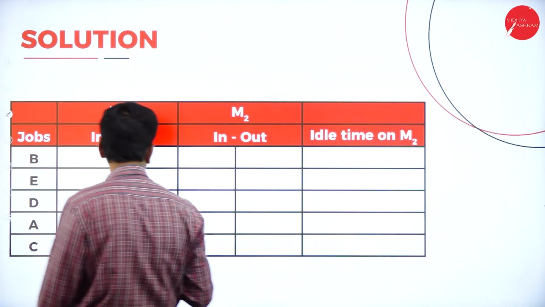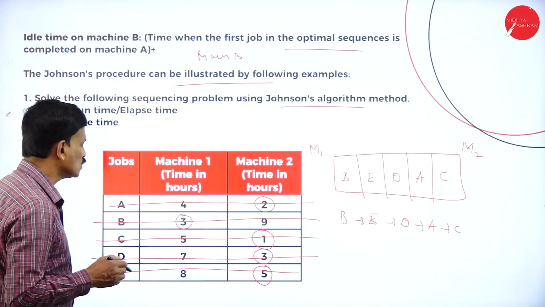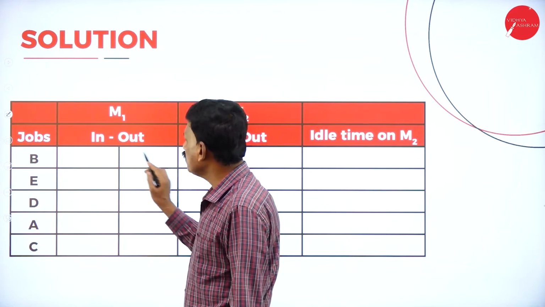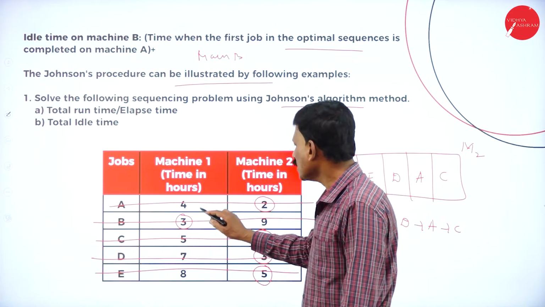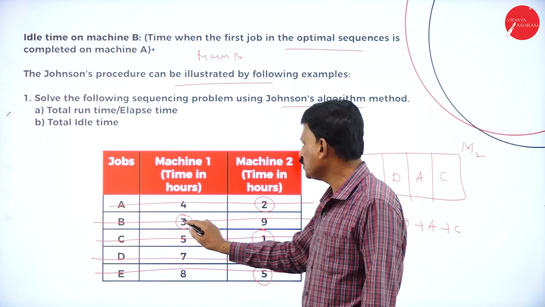Now let us come to this. Here, for machine 1, corresponding to B, what is the value in machine 1? In machine 1, the value corresponding to B is 3.